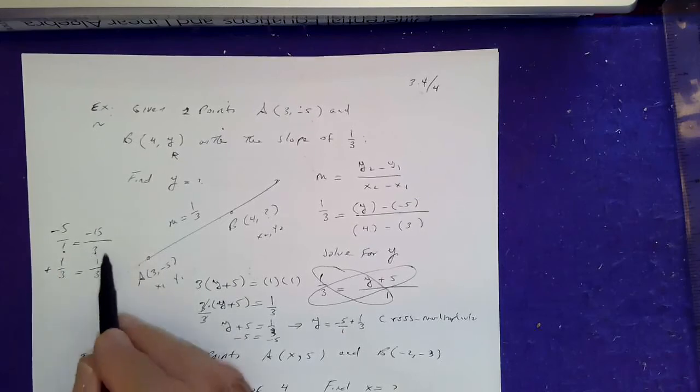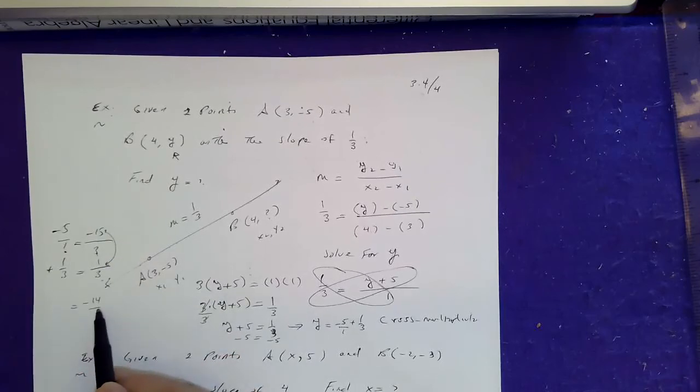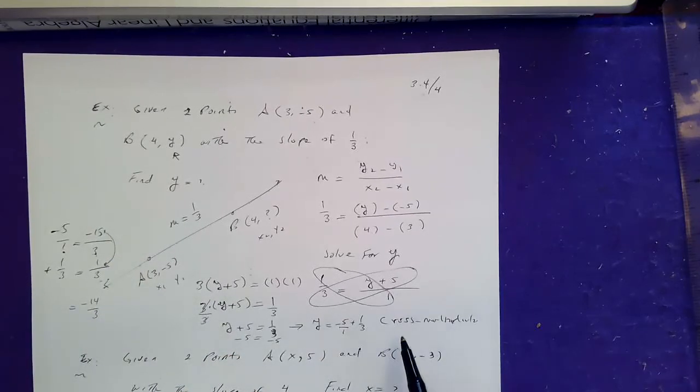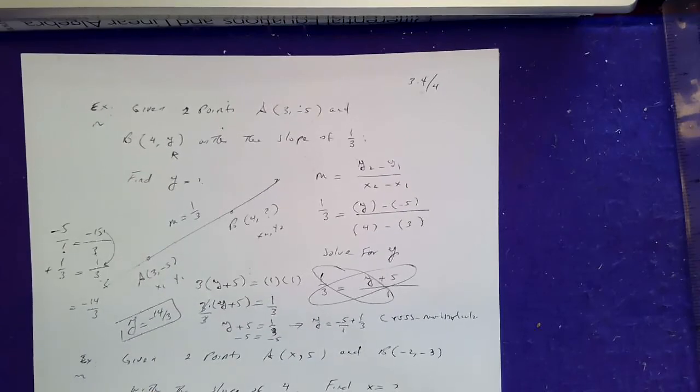So now that we have a common denominator, we can combine the tops. Negative 15 plus 1 is negative 14 thirds. So the final answer is y, that missing number, is negative 14 thirds. Do you see it?